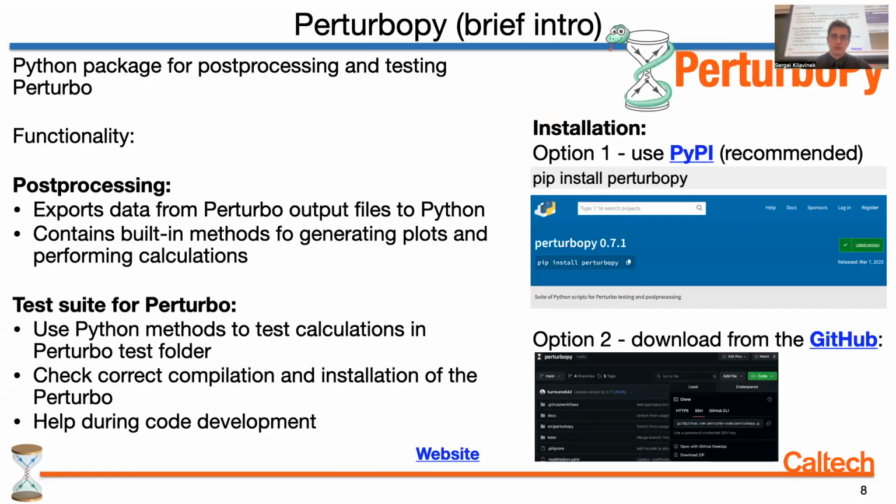Next thing which I want to briefly discuss, because we'll have a separate session on this, is the Perturbo-py package. As I said, it's the package for post-processing and testing Perturbo. What's the main functionality of it? We can split it in two parts. First is just post-processing: loading all of the data you obtained from Perturbo into Python, making plots, calculating some features, and so on.